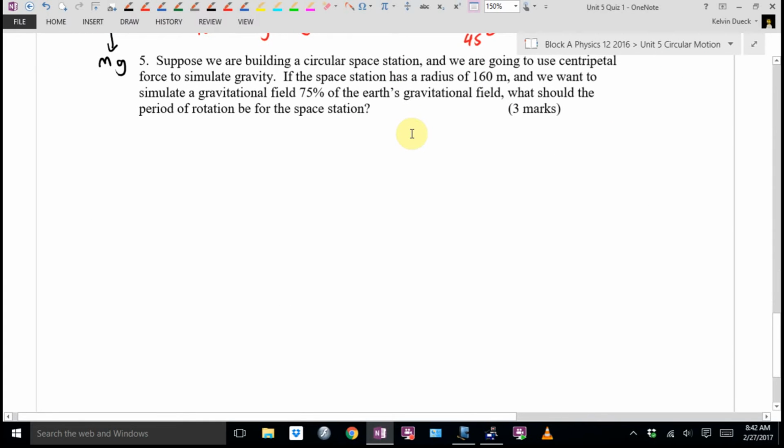Let's build a circular space station, and we're going to use centripetal force to simulate gravity. In that case, with our circular space station and our astronaut, what were the forces acting on this person? We said the normal force was what was pushing him towards the center. The normal force is what's pushing me in a circle.